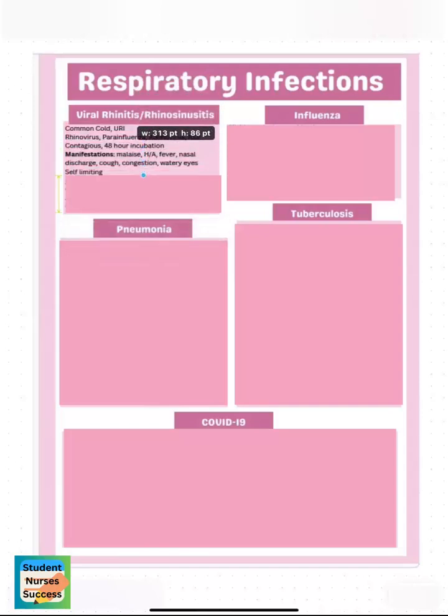We're going to start with viral rhinitis. Viral rhinitis is really just the common cold. It can be caused by a lot of different viruses: rhinovirus, parainfluenza, adenoviruses, even RSV. Even COVID can cause an upper respiratory infection. So, in this particular disorder, we're really just talking about upper respiratory infections that are causing a lot of nasal discharge, headache, fever, maybe malaise, congestion, cough, watery eyes.